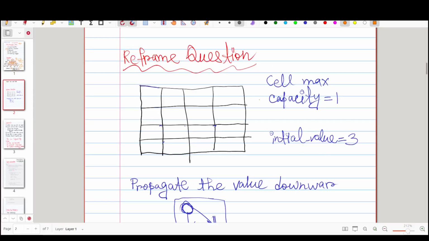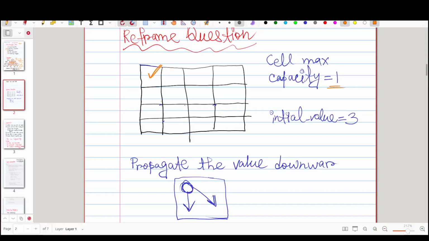So consider the cell maximum capacity is 1, and we are starting from this row, and you have only a condition: you can either fill directly downwards, that means whatever row, for this case it will be directly downwards, this row, like this cell, and you can go to the down right, so that means this cell.